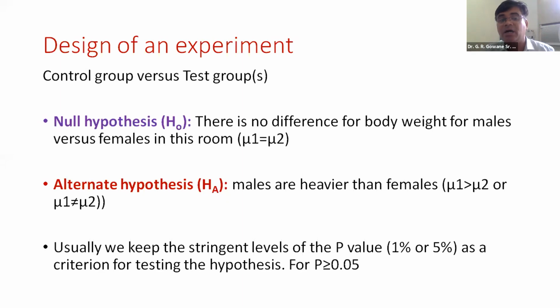So you already consider another hypothesis, which is the alternate hypothesis. You say that males are heavier than females. So mu1 is more than mu2, or mu1 is not equal to mu2. We keep the stringency levels of p-value like 1% or 5% as the criteria for testing our hypothesis. So for any design of experiment, we have a control group, a test group, a null hypothesis, an alternate hypothesis, and then we test our hypothesis at a stringency level of 1 or 5%.